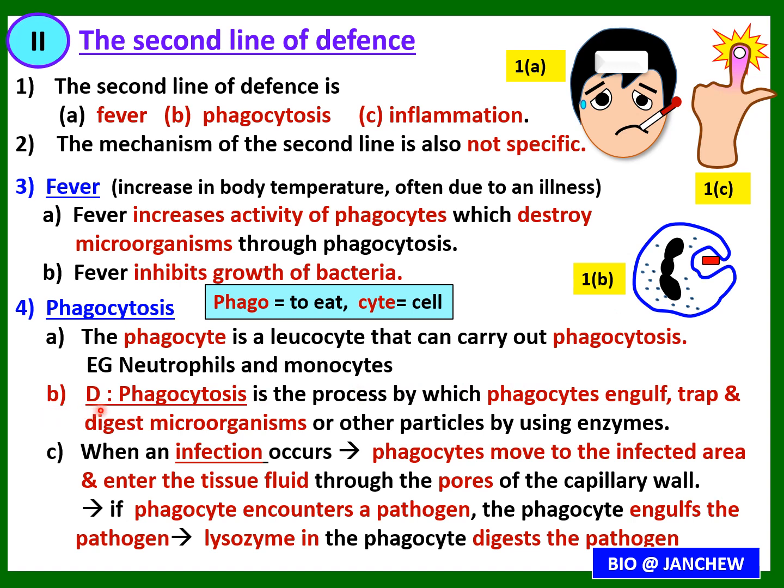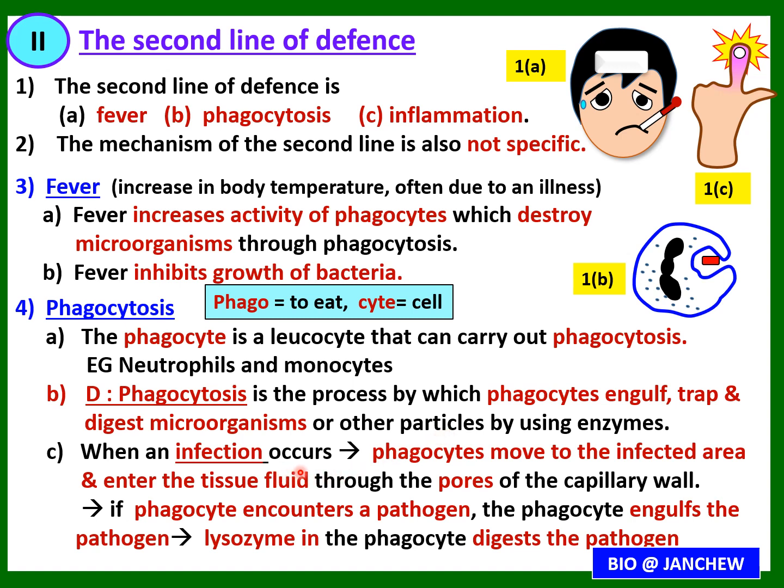B, what is the definition of phagocytosis? Phagocytosis is the process by which phagocytes, like this one here, engulf, trap, and then digest microorganisms or other particles like dead cells by using enzymes to digest the microorganisms.